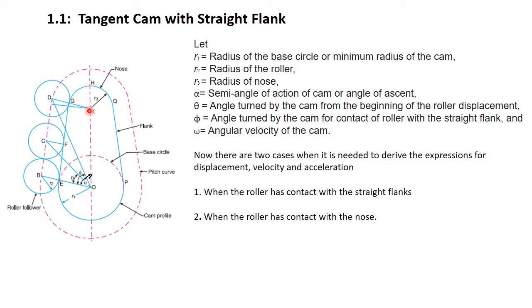Before going to analyze, let us understand the basic terms which we are going to use in this case. Let us start with the radius of base circle of cam. R1 is the radius of the base circle of cam. R2 is the radius of the roller of the follower, and R3 is the radius of the nose. Then alpha is the semi angle of action of cam, or angle of ascent.